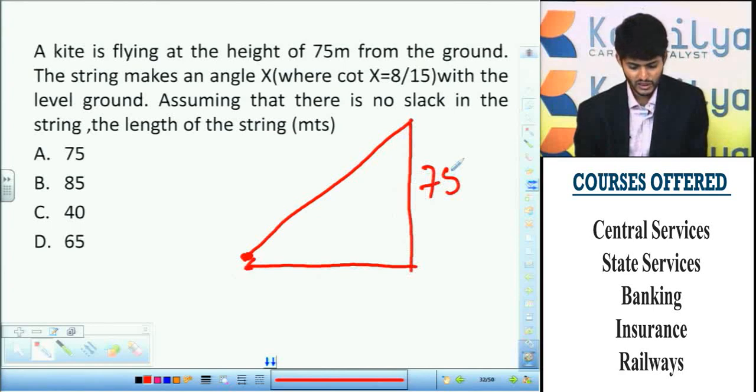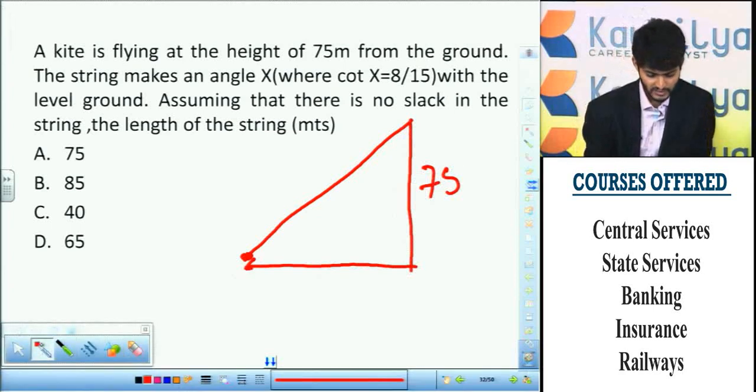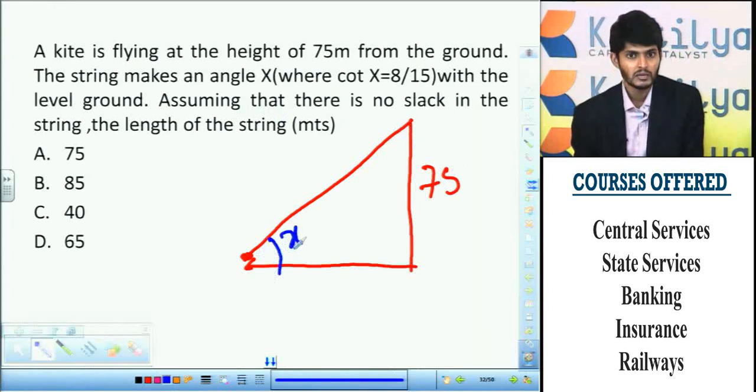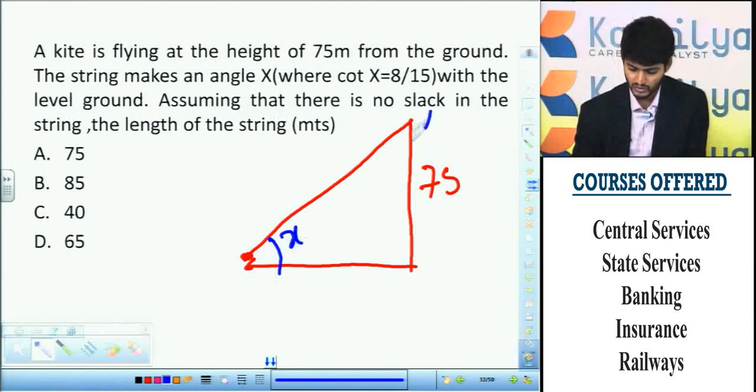And he said the string, so this is your string, and he clearly said the string makes an angle x, where cot x is equal to 8 by 15. So this value is x. If cot x is 8 by 15, tan x will be 15 by 8, right? So this will be 15 is to 8. So these two sides: this is the opposite side, this is the adjacent side.